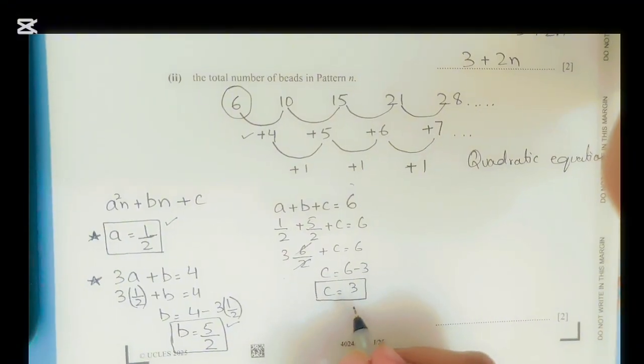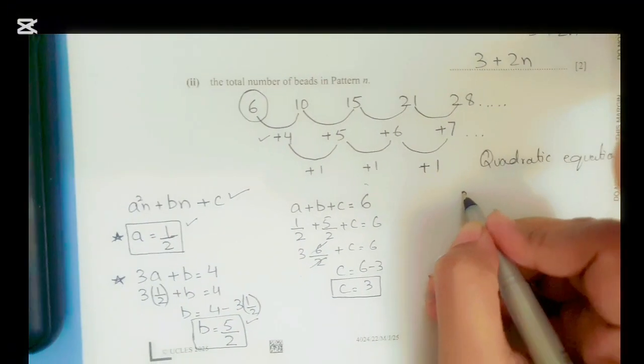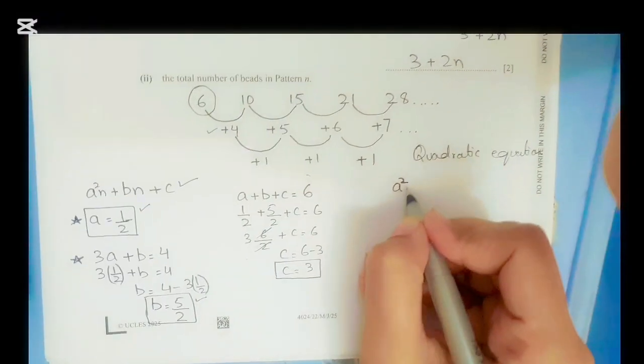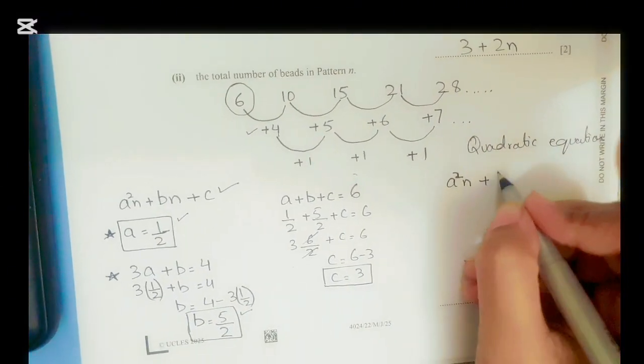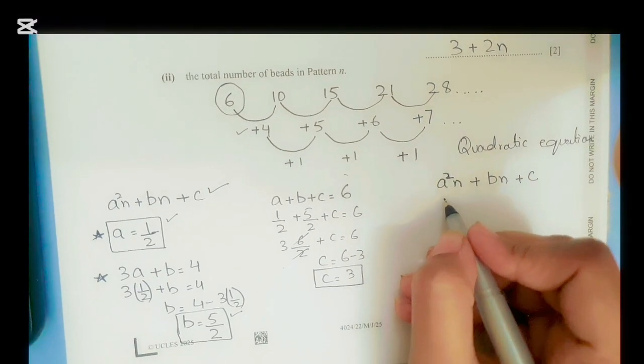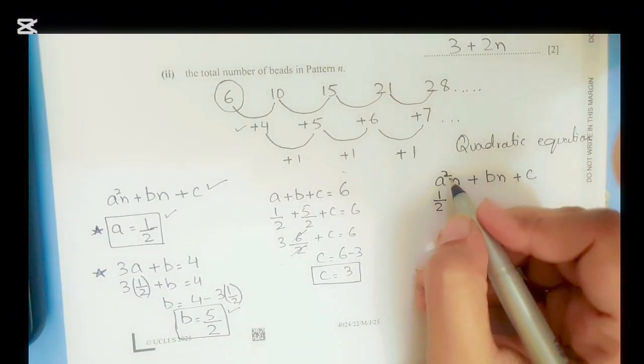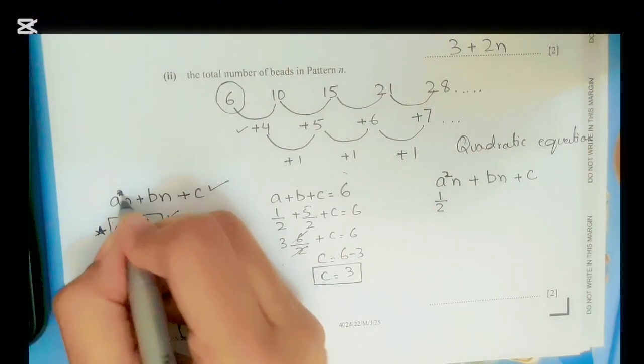And now we have to write in this formula. This is the main formula. So a n squared plus bn plus c. What is the value of a? You know, 1 upon 2 n squared.